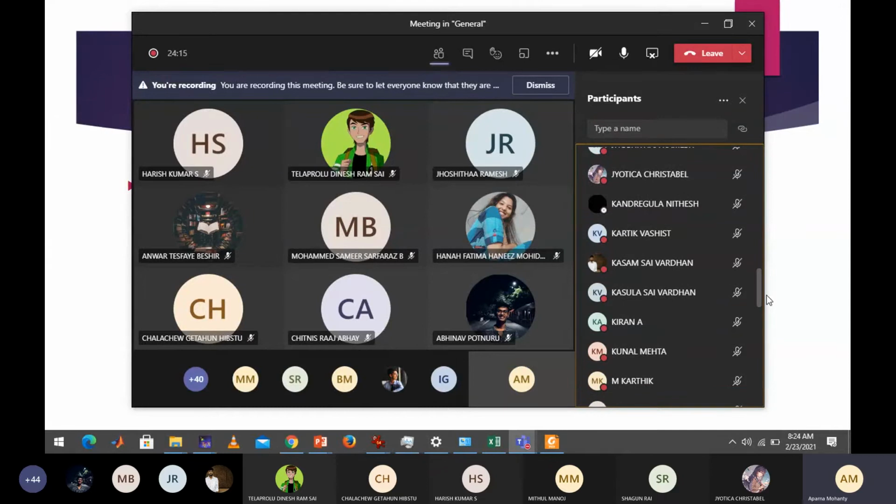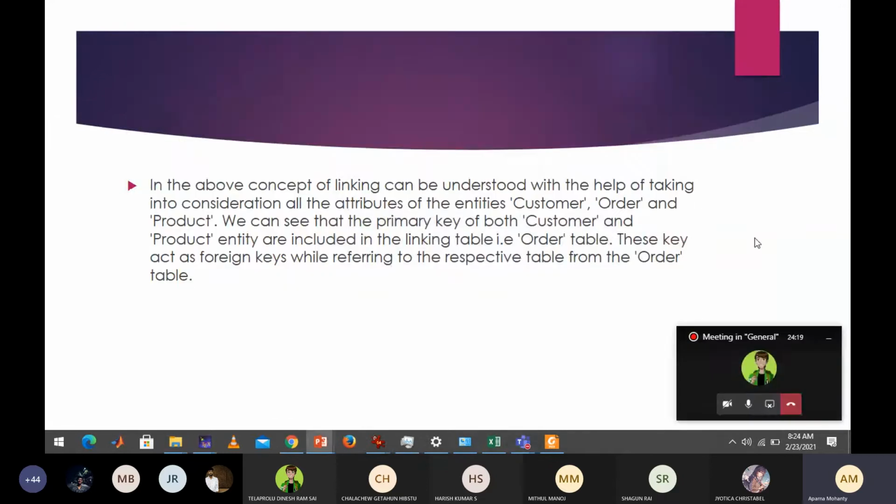Okay, anyway, it's clear. So now just try to understand this. These are the three relationships that you need to know.